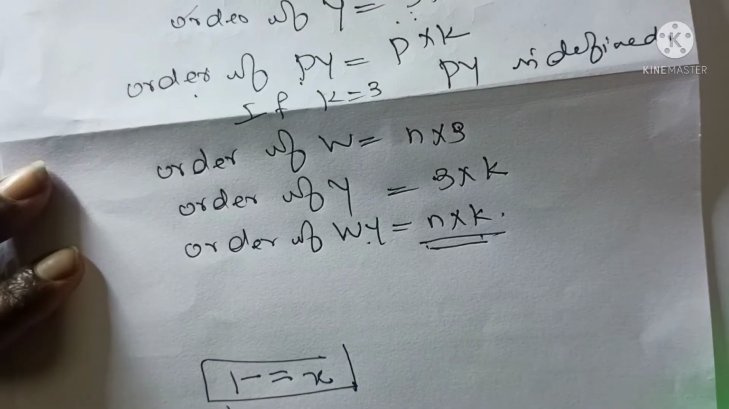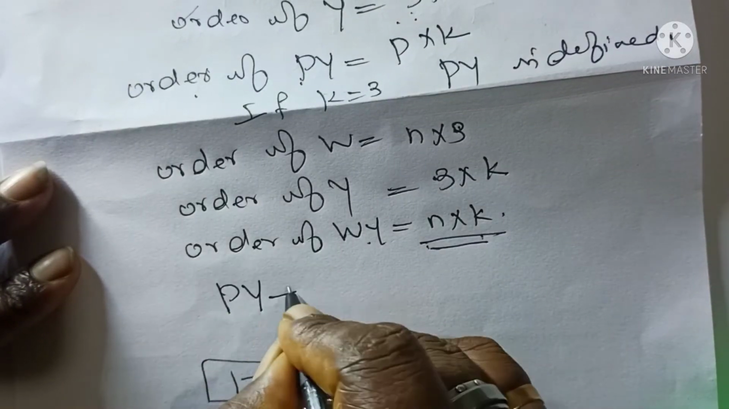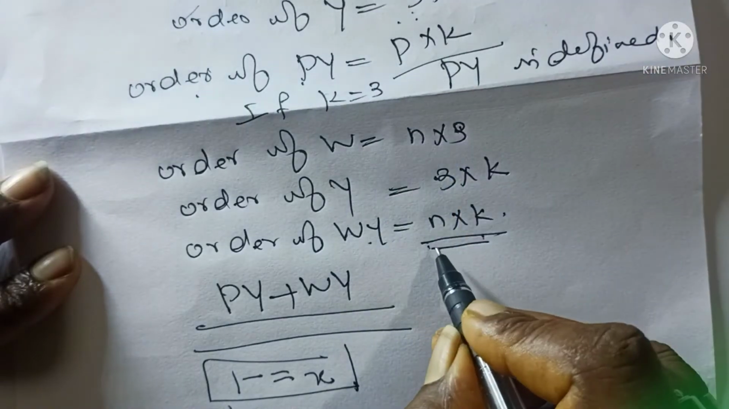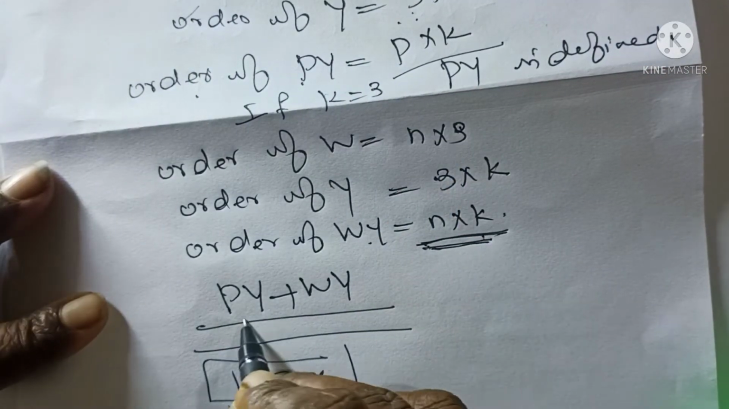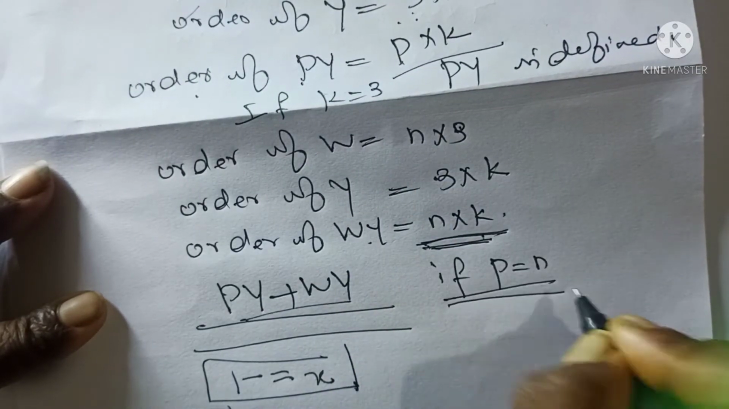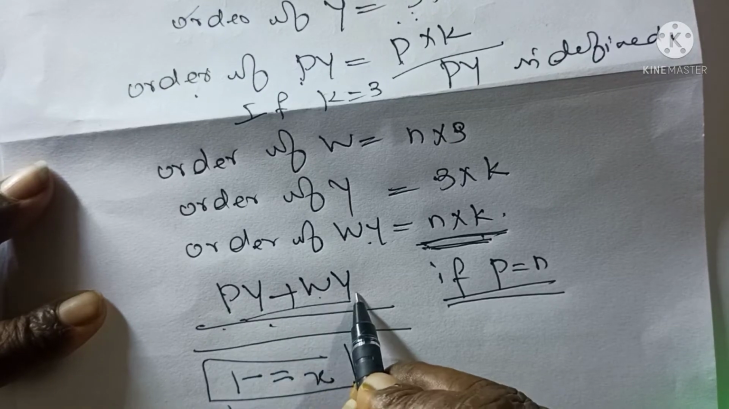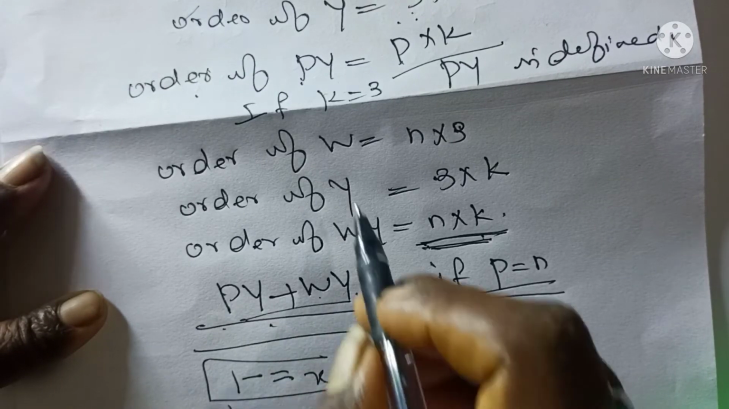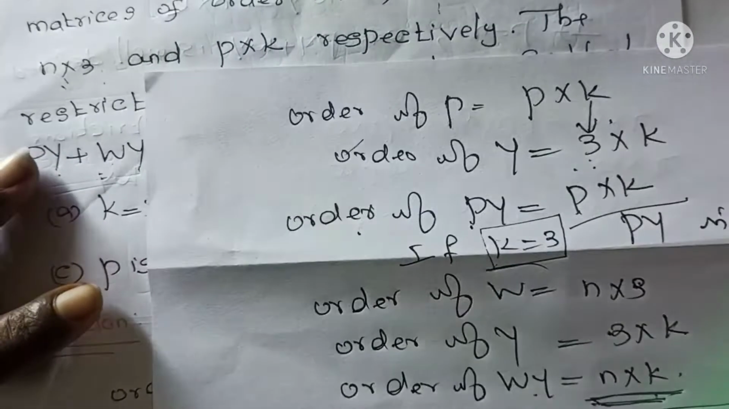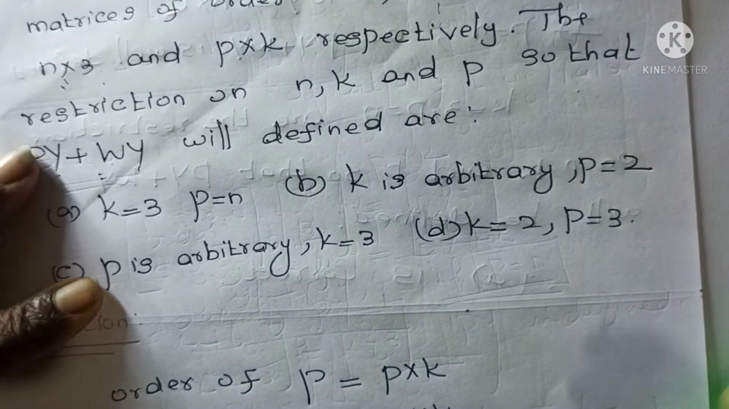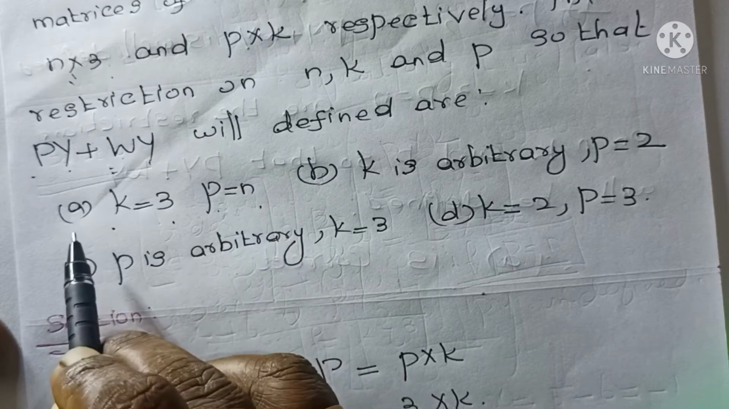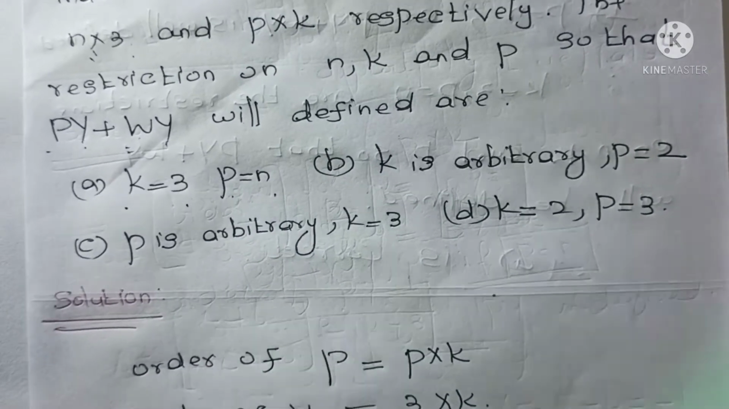But we have to find the order of PY plus WY. When is this defined? Here p by k, here n by k. This is defined if p is equal to n. So what are the restrictions? k is equal to 3 and p is equal to n. So option A is correct.